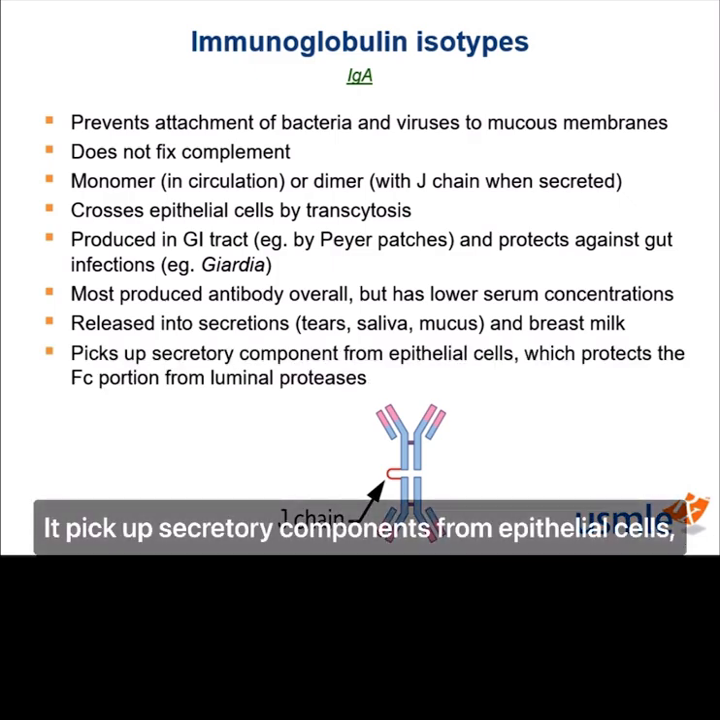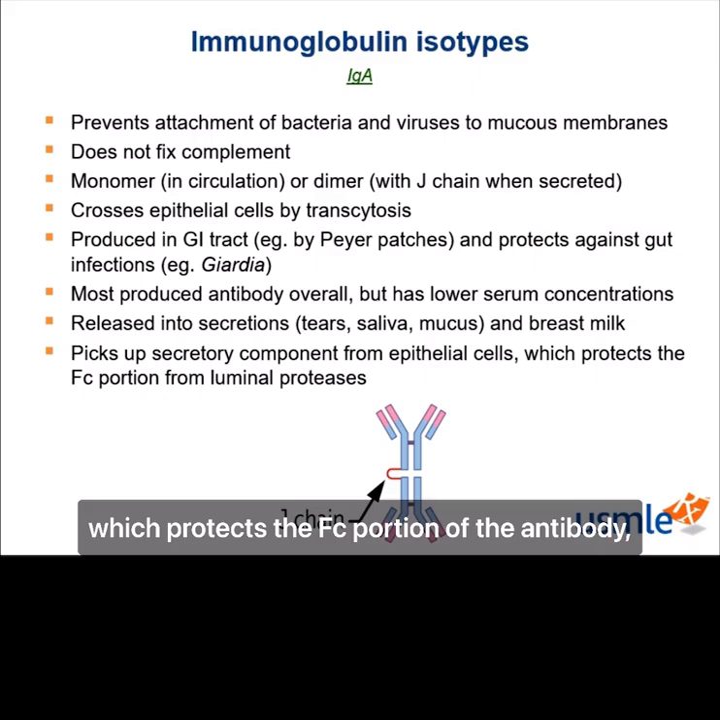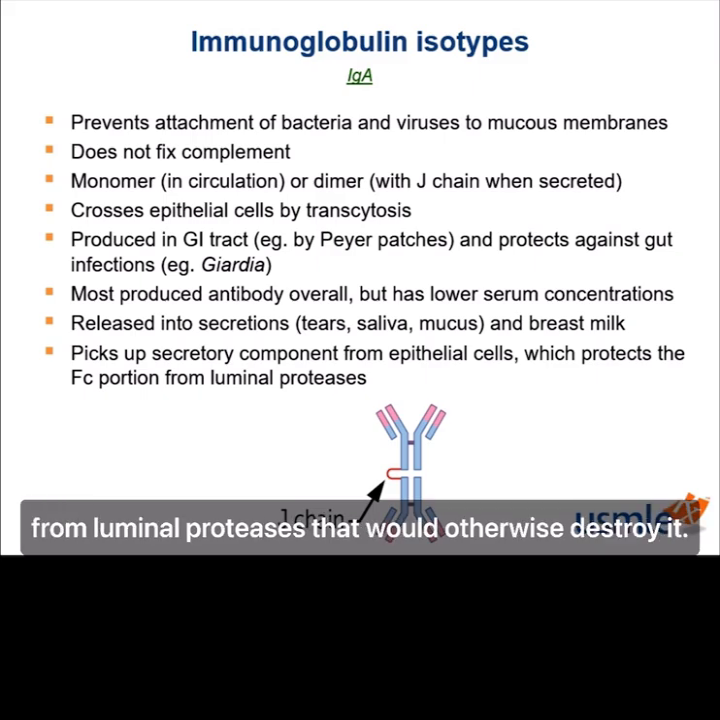It picks up secretory components from epithelial cells, which protects the Fc portion of the antibody from luminal proteases that would otherwise destroy it.